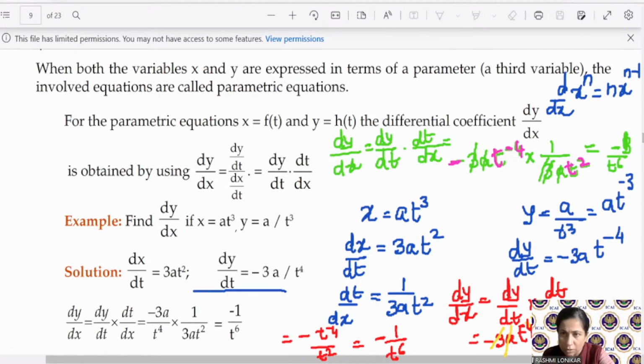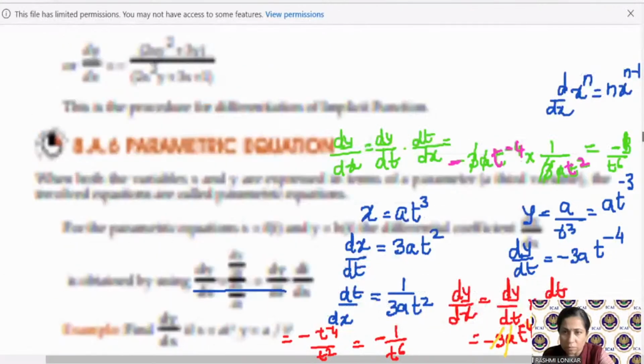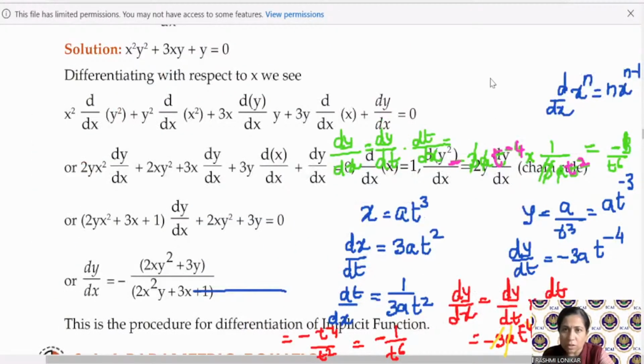Okay, you're not able to see the screen? Okay, just a minute. Okay, this thing you're not able to see. Let me take it over there. So what is the question?